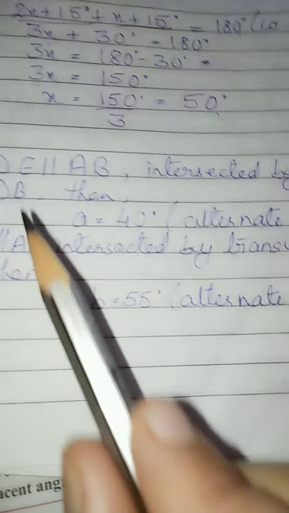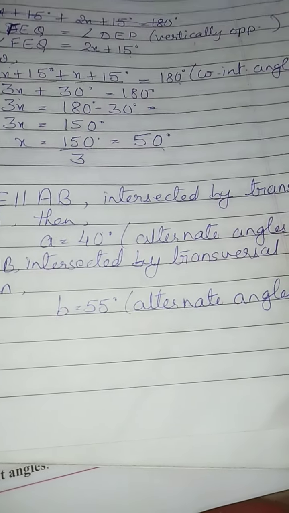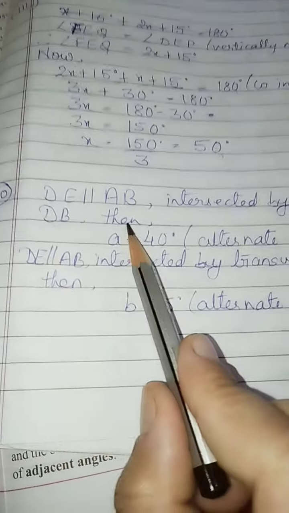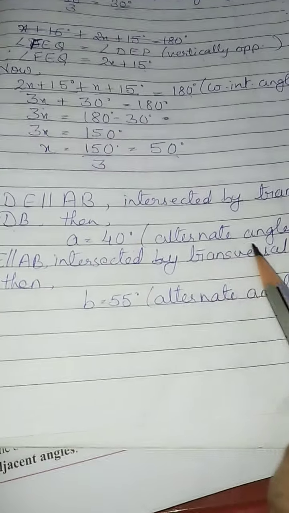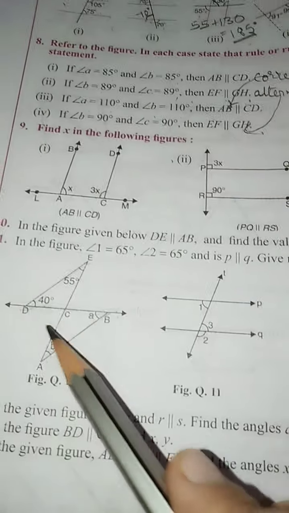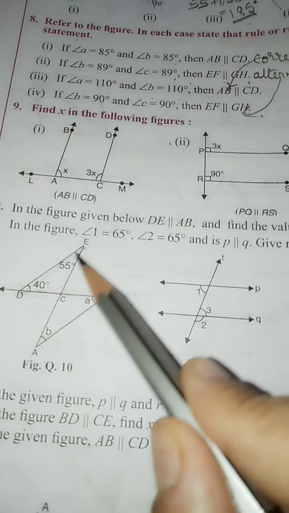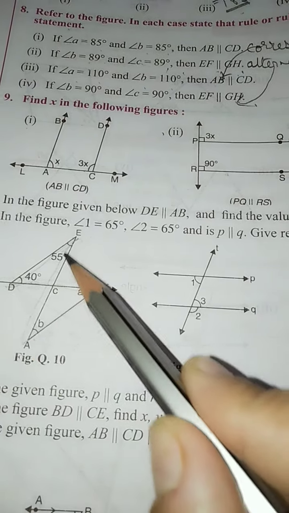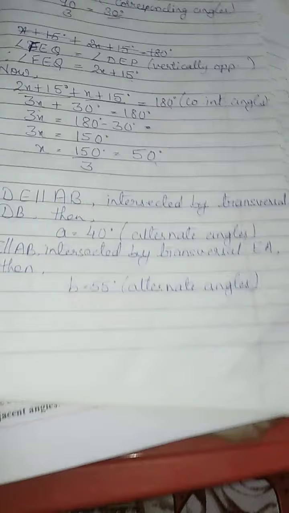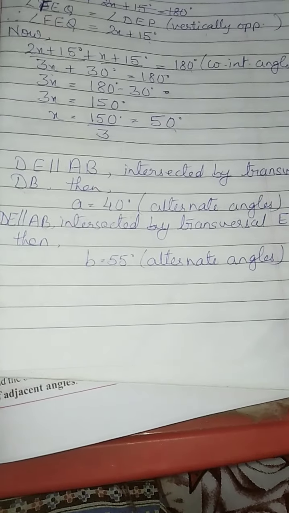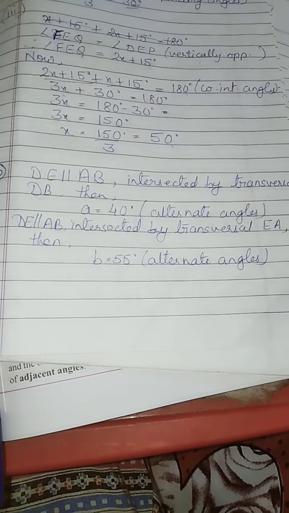Like this you will write: DE parallel to AB intersected by transversal DB, then A equals 40 because they are alternate angles. Now DE parallel to AB intersected by EA. Then let us see this diagram. Then B is also equal to 55. Why? Because they are alternate angles. This is the way you have to write in your notebooks. Look at it carefully.